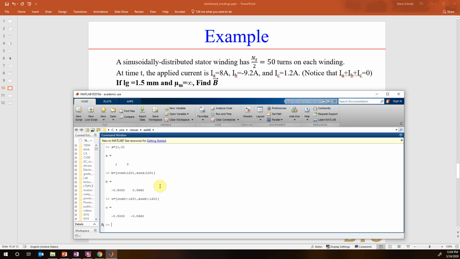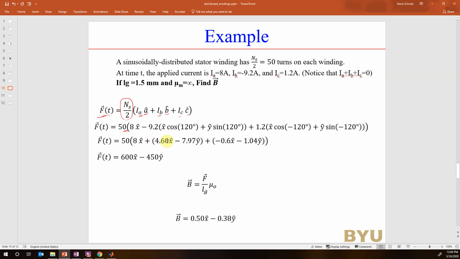So then we're going to do 8 amps times A, so that's going to be 8. And then we're going to have minus 9.2 times my B, and then plus 1.2 times my C. You see these numbers are right here. This is my 8 times A. This number right here is my minus 9.2 times the B, which is this part here. And then this part here is my 1.2 times my C.